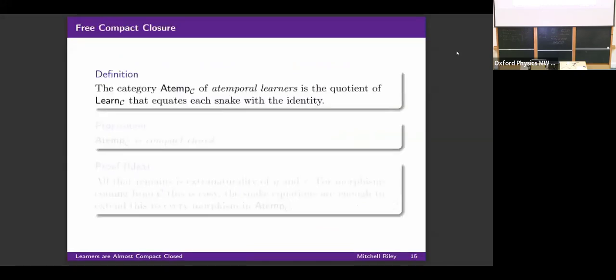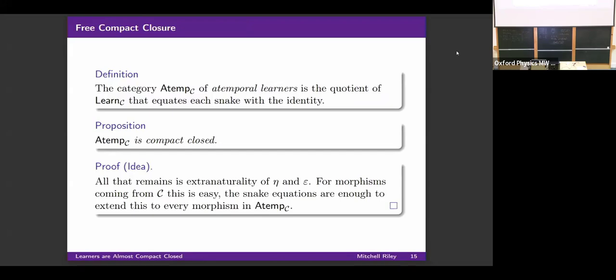Okay. So from our category of learners, I'm going to define a new category where we just quotient the morphisms so that all of those snake equations are equal to the identity morphism. And if you do that, you get what I need a better name for, so if anyone has any suggestions, I'm going to call it atemporal learners. So learners where this sort of delay going around the loop doesn't exist. So this category is compact closed. That, like the snake equations, really was all that was missing.